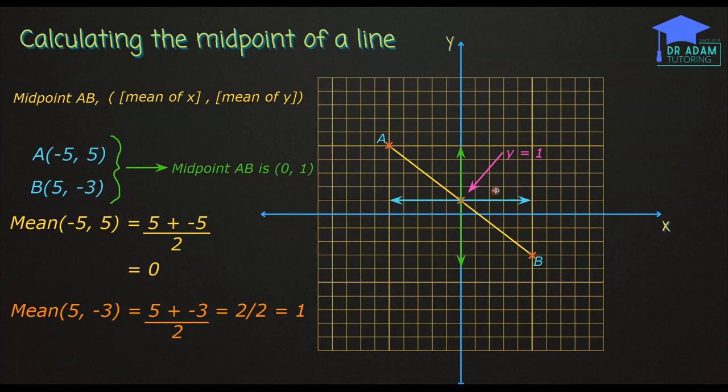So in the context of coordinate geometry, what finding the mean of 2 x coordinates or 2 y coordinates does is it finds the point that is exactly halfway between those points. So we're doing that separately for x and separately for y, and then we get our midpoint, 0, 1.